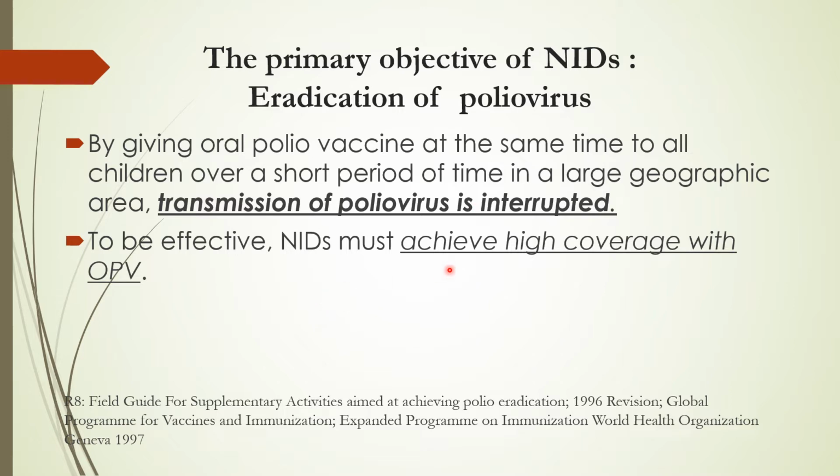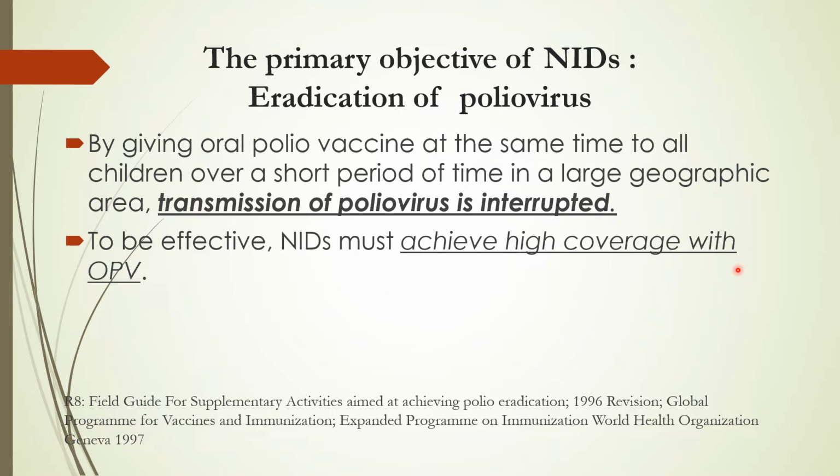To be effective, NIDs must achieve high coverage with OPV. This is a very important point. Some people state that more than 95% coverage in the target population can be done. Therefore, the question arises: is it not something which is easier than routine immunization? There's a natural question to this.